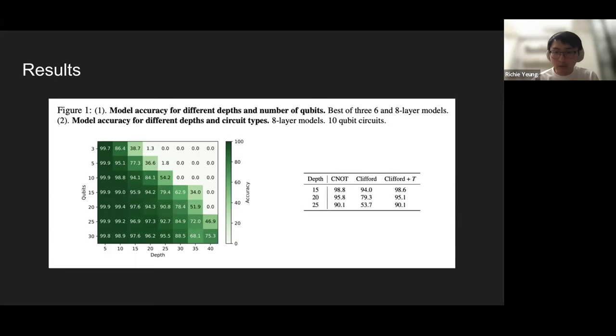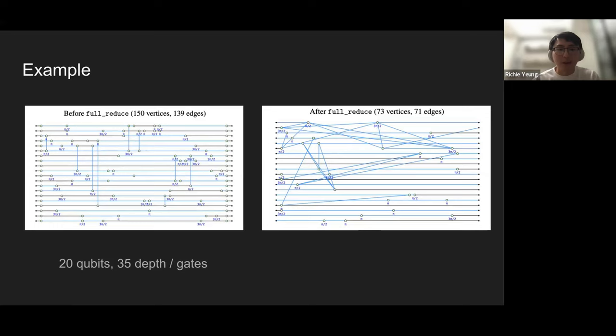Here's an example of the algorithm in action. Here's some quantum circuit, in fact a Clifford quantum circuit, with 20 qubits and 35 gates, and this is it after applying full reduce. So the transformer is able to see completely fresh examples of these quantum circuits and output a string of tokens that can be passed back into this diagram. You can see it's able to learn very complex relationships that are quantum in nature without any extra information, without any prior inductive bias.